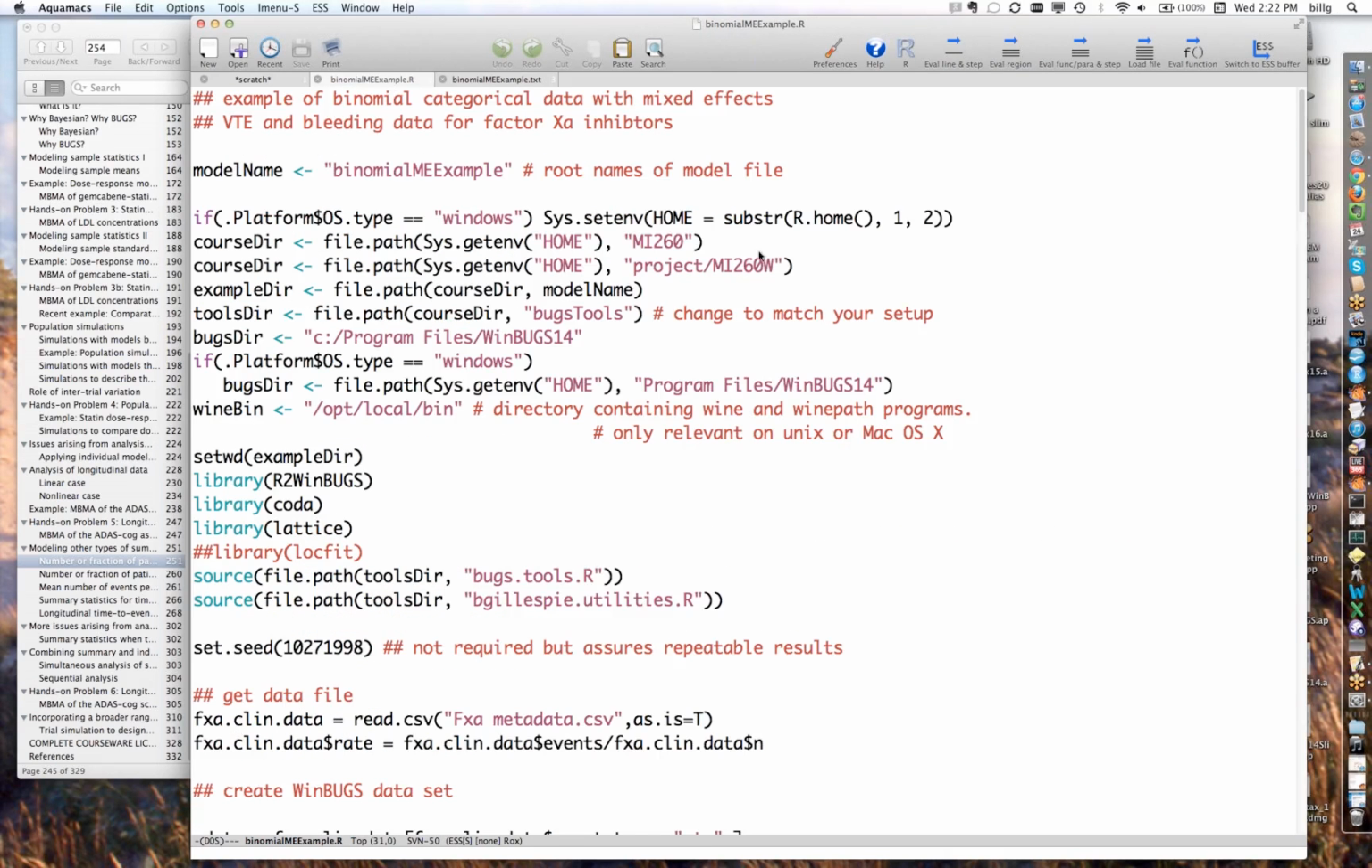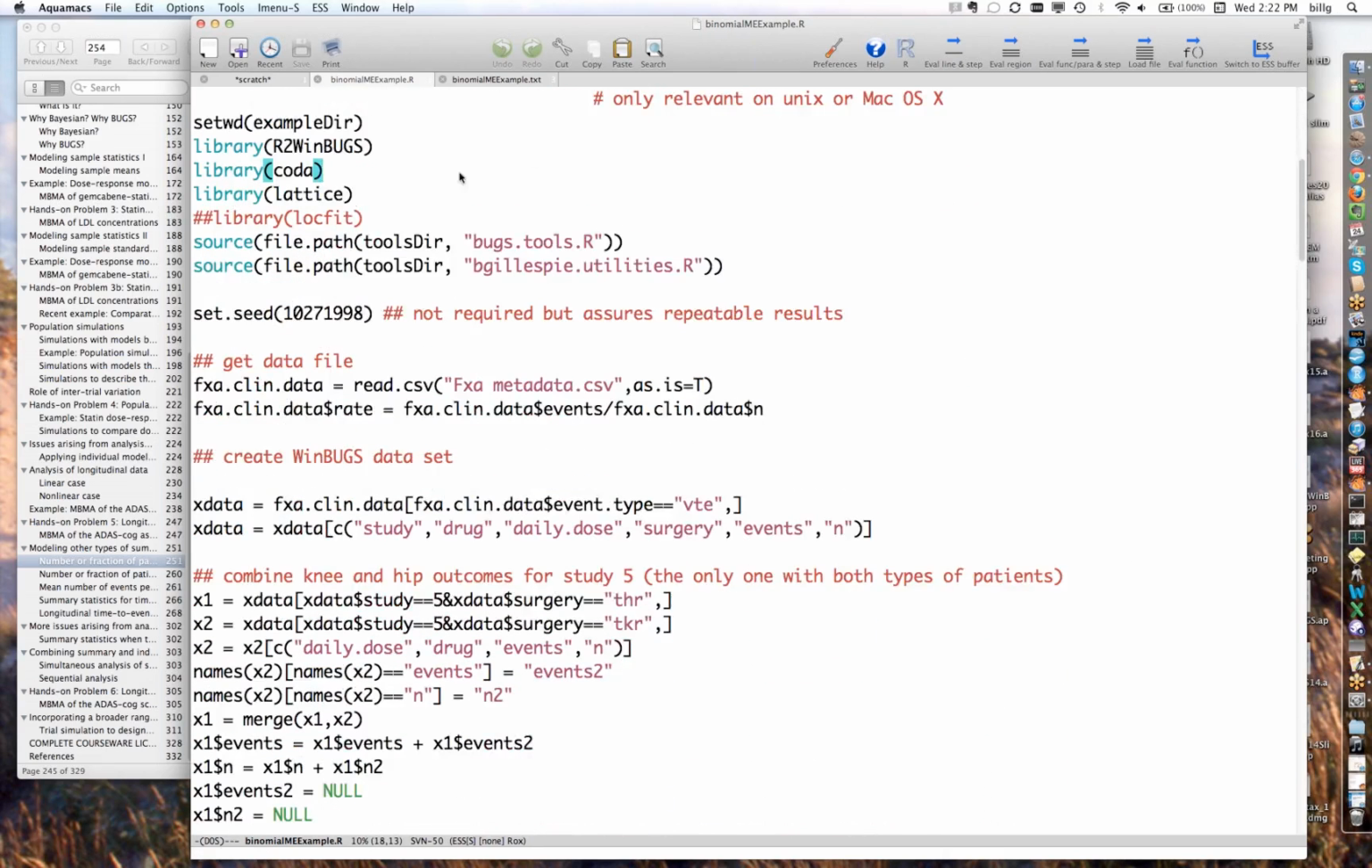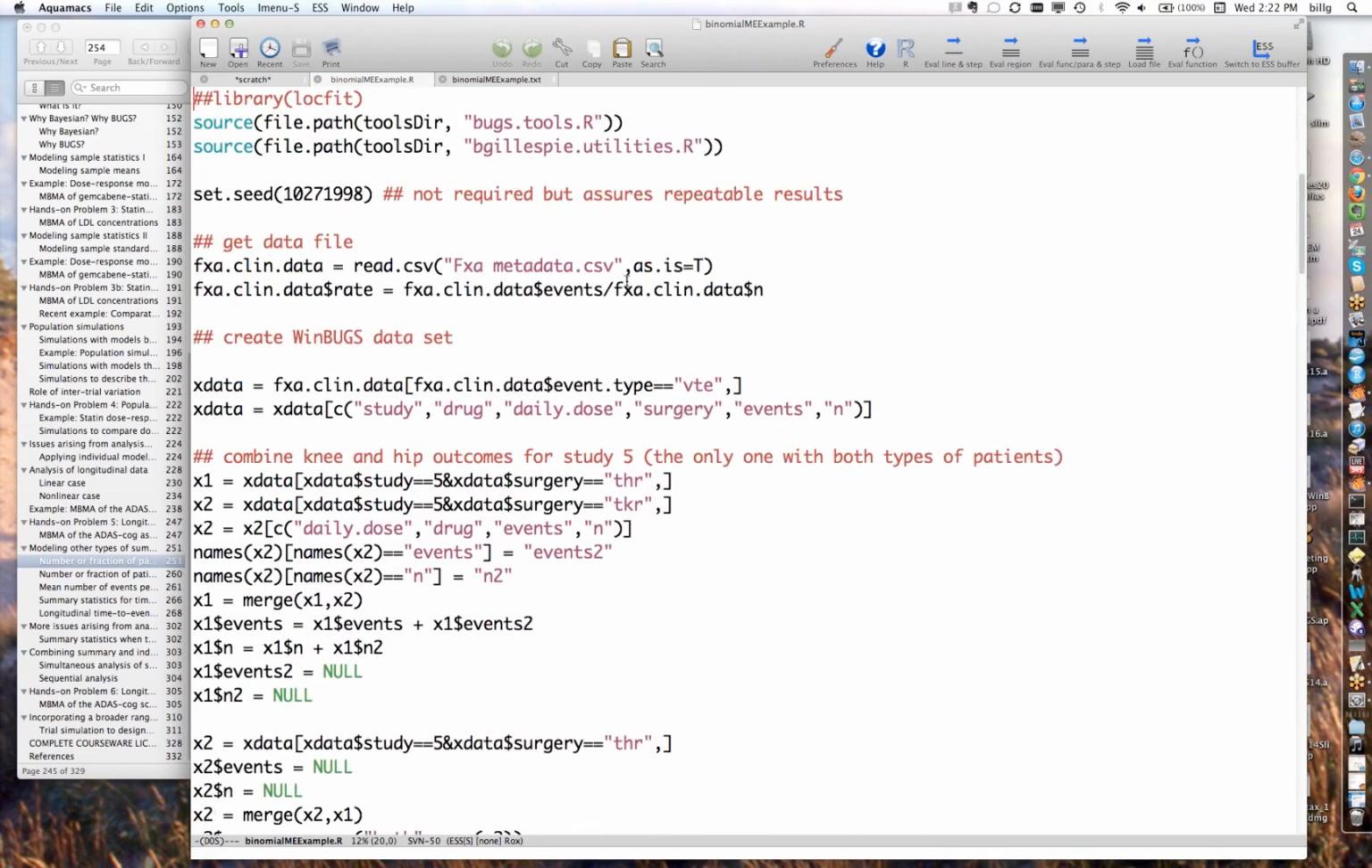The script associated with that is probably not too much new in that. It's got the usual boilerplate on it. You've got the model name here, various packages in that we pull in.